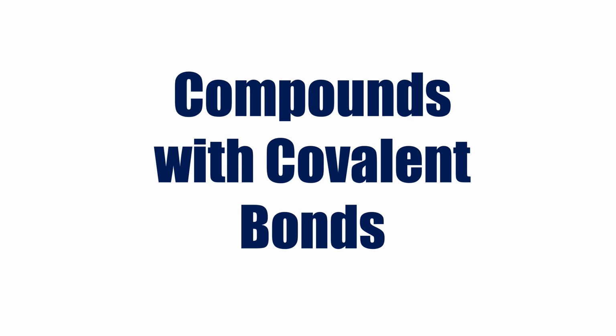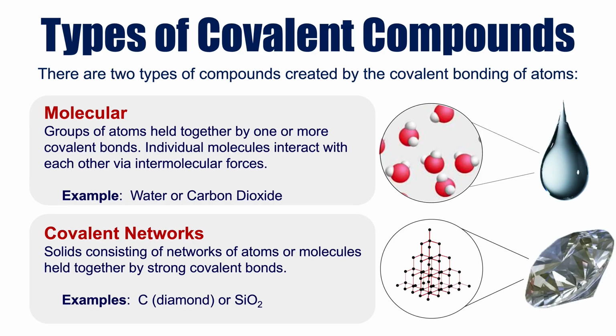In the last unit, we learned that an ionic bond leads to the formation of what's called an ionic compound. In this section, we're going to look at the different types of compounds that are formed when a covalent bond is created. There are two main types. The first type is what's called a molecular compound. Examples of molecular compounds include water and carbon dioxide.